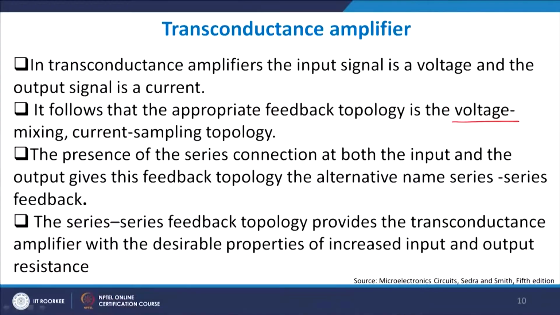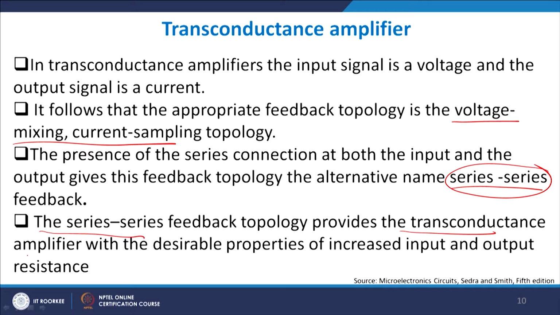So, VCCS, right. The first one was a voltage controlled voltage source, the second was a current controlled current source, and the third one is a voltage controlled current source. As I discussed with you, you will be mixing voltage and sampling current in this topology. This is also referred to as a series topology because on both the sampling and input sides you have series combinations, and that is the reason it is also known as a series feedback topology.